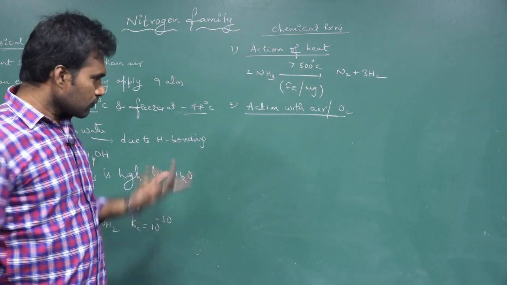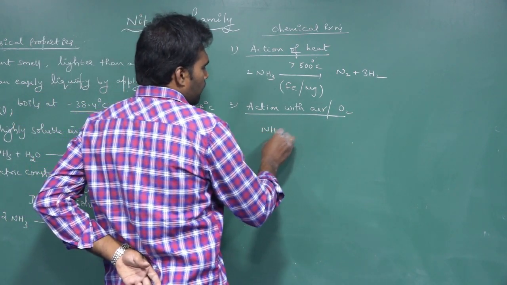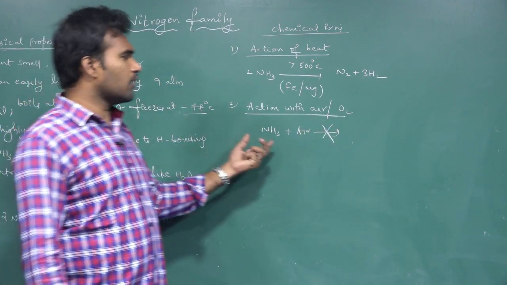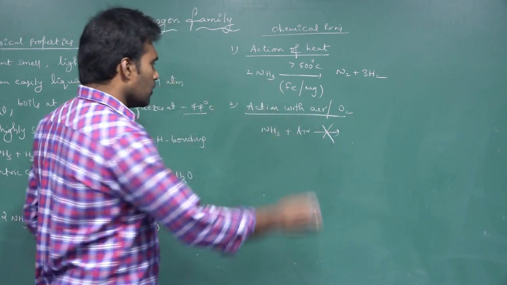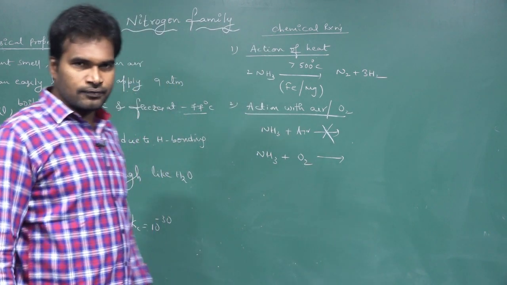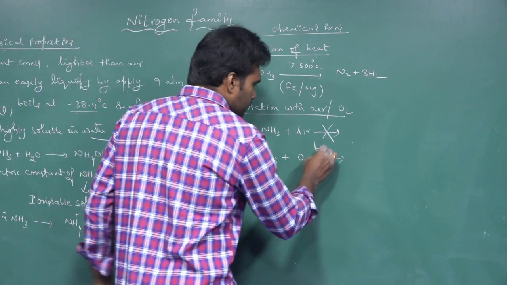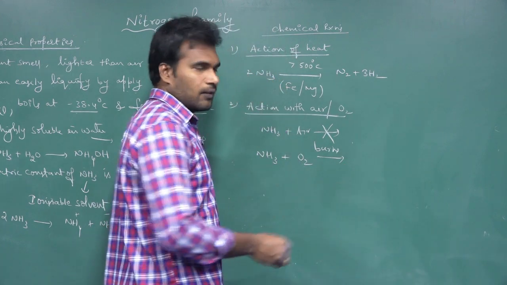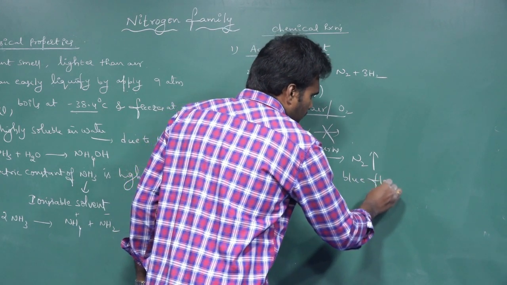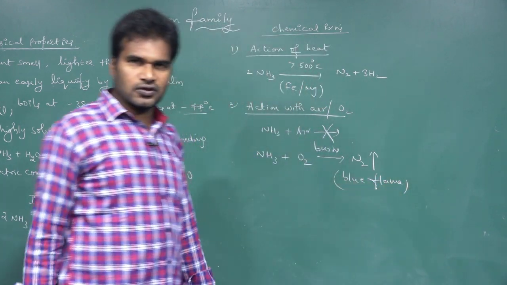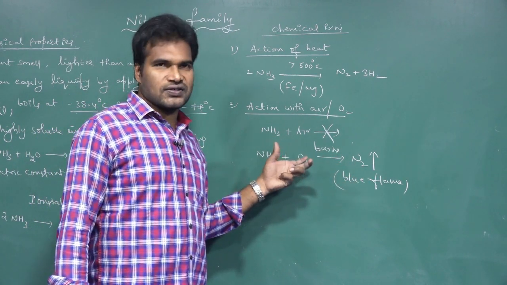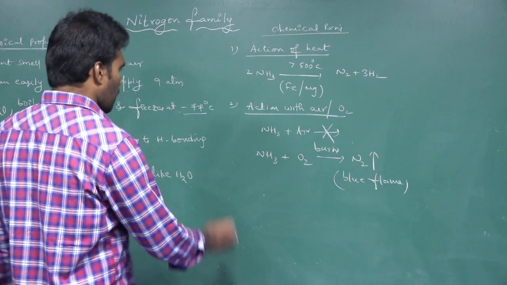Action with air. In fact, ammonia with air, there is no reaction. It will not burn. It doesn't burn in air. But if you supply free oxygen, then it burns with a blue colored flame, because of the producing nitrogen gas. Which color flame? Blue colored flame it generates in the presence of free oxygen. So this is about the action of air and oxygen.